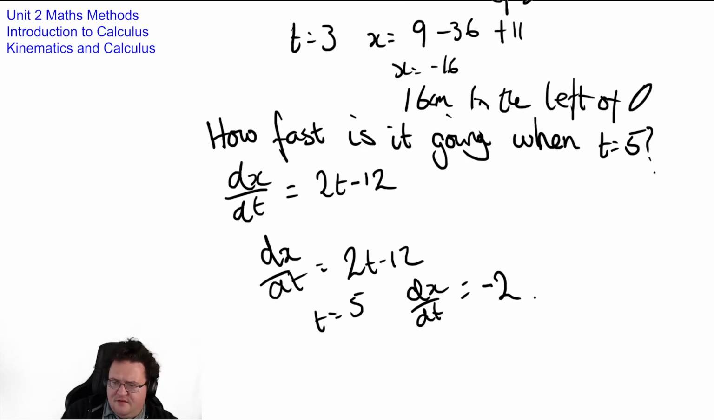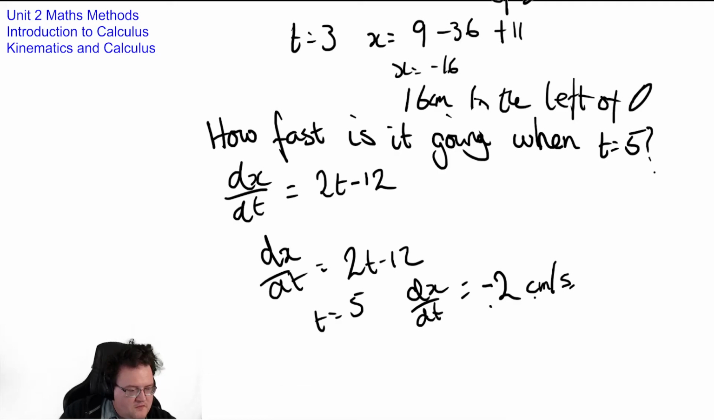Can speed be negative? Yeah. In this case, remember, what we're talking about is the change of position relative to t. So the units that go with this: what units is x in? Well, x was in centimeters. And what units was t in? Seconds. So it's centimeters per second.